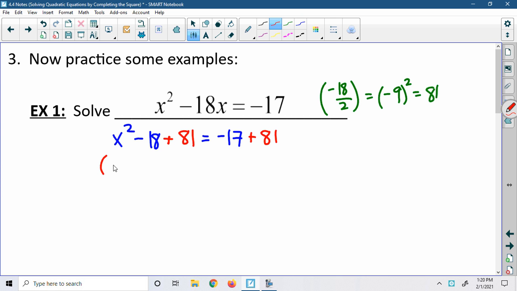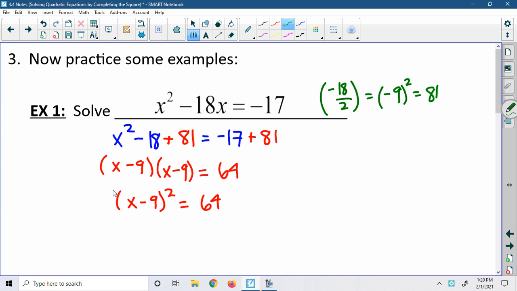So x squared minus 18x plus 81 would factor into x minus 9 and x minus 9, which is step 3 from the steps that you just wrote down. Negative 17 plus 81 is 64. There's an easier way to write x minus 9 times x minus 9. It's a perfect square, so you can just write it as x minus 9 all squared equals 64. So that's step 3, you factor the left side. And then step 4, now we can finally solve. We'll use the square root property to do it.